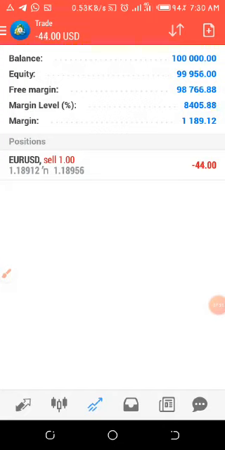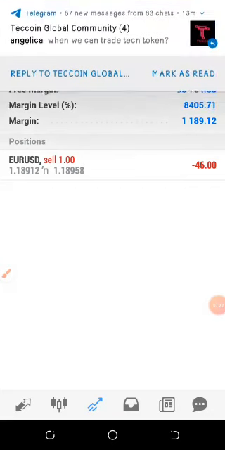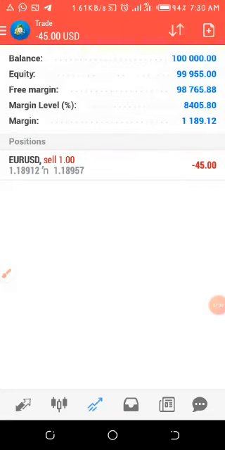As you can see now, look at this trade. It's going down. It's going down. Minus $43. That's what you're seeing now. Do you get? So I sold euro to dollar. Do you understand? So let's make another trade.